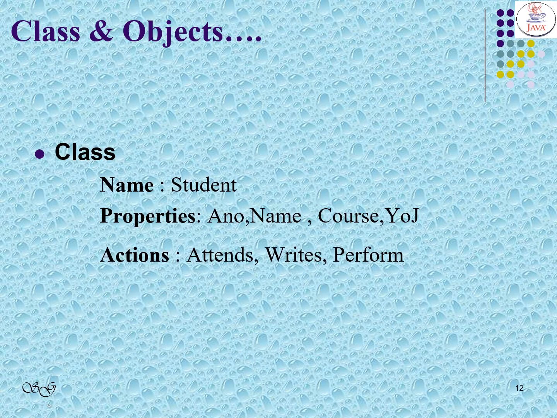Now let us consider another example. Here the class is defined by name Student with the properties account number, name, course, year of joining, which describe the student. The functionality of the student is defined as attends, writes, perform.